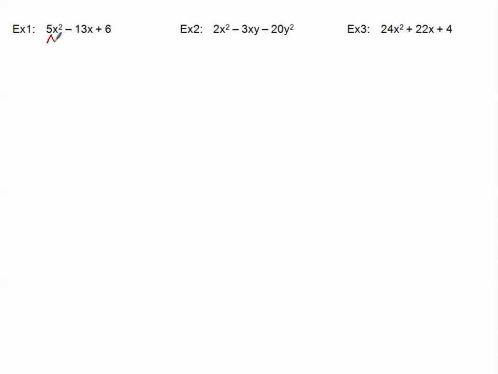I break apart my first term. Thankfully, there's only one way to get 5x squared. It's 5x times 1x. Now I jump to the back and I break apart the 6. There are 2 options to get 6, 1 times 6 and 2 times 3. I list these options for factors, and then I'm going to go and write my parentheses. Now I know that it's going to look like that.